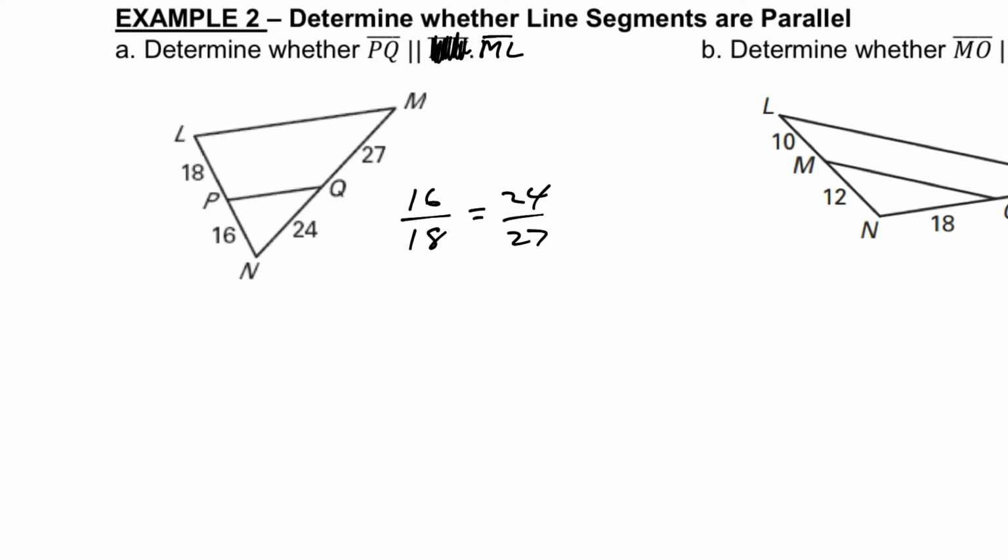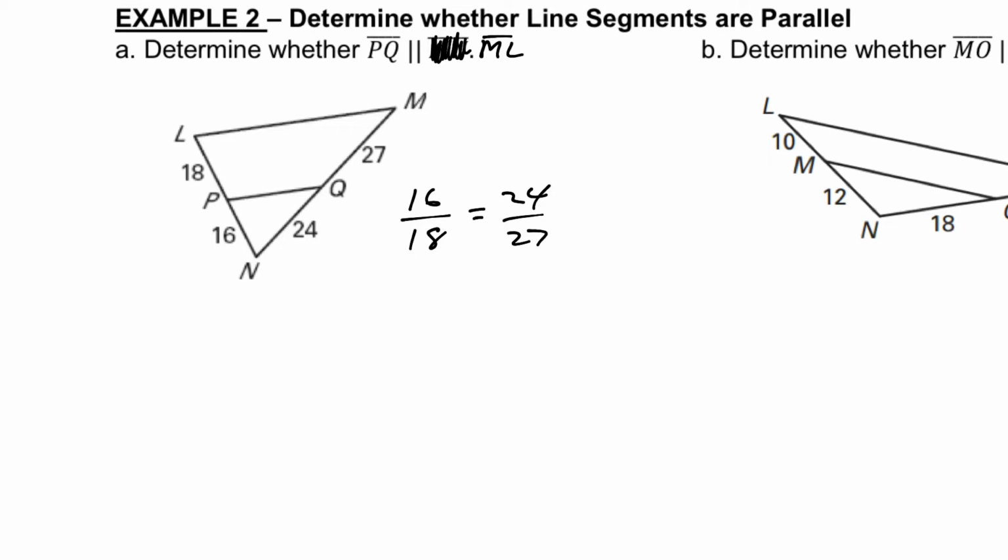So we need to decide if our proportion that we set up is true. One way to do this is we could reduce these fractions. On the first fraction, we could divide the numerator and denominator by 2, and we would get 8 over 9. And in the second ratio on the right-hand side, we could divide the numerator and denominator both by 3, and we would get 8 over 9. And we would see then that that is a true proportion.